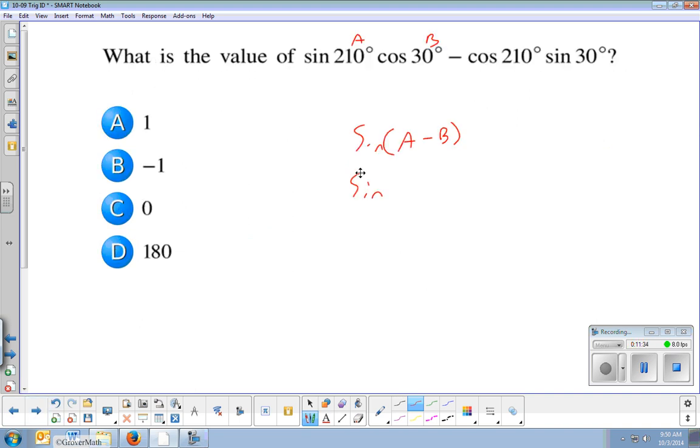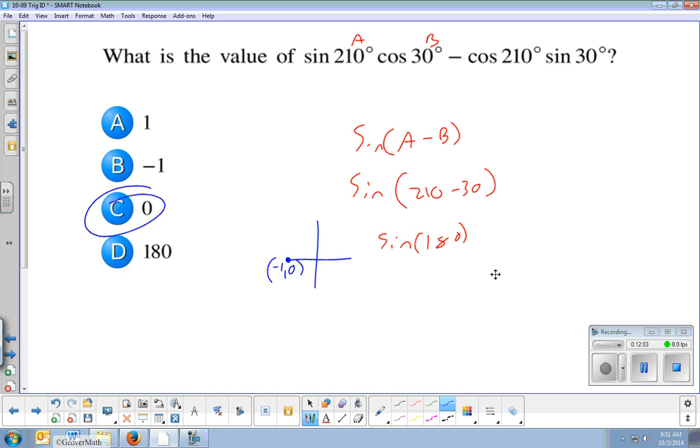So this is sine 210 minus 30, which is sine 180. And I could simply type in sine 180 into my calculator, or I can use the concept that I know that 180 is right here, and that is the point negative 1, 0, and sine is the y value of that, and so I'm going to get that. But I think most of you will probably just type sine 180 into your calc.